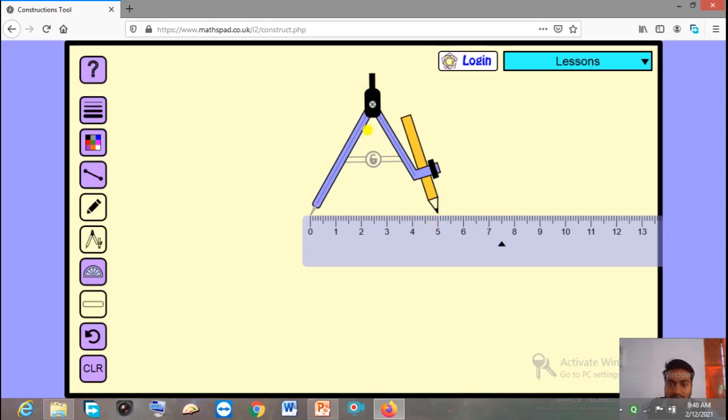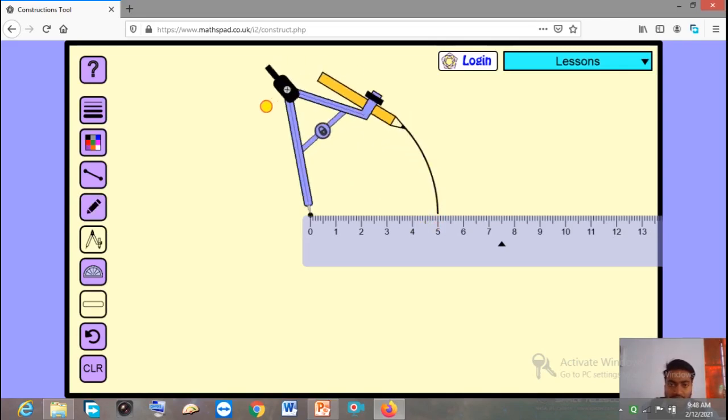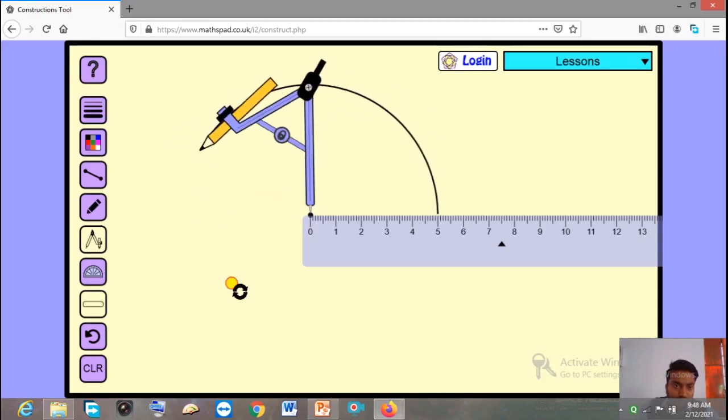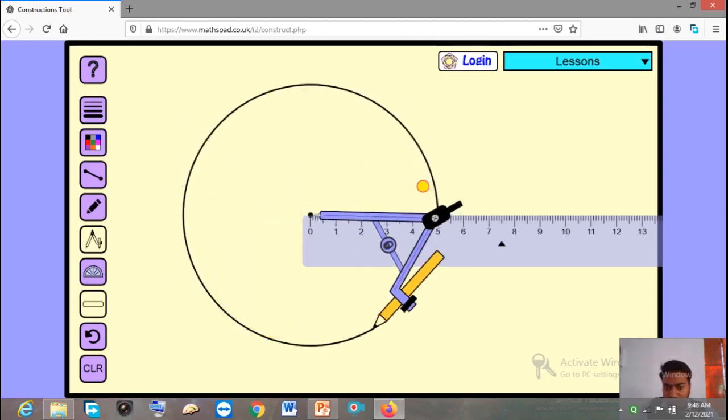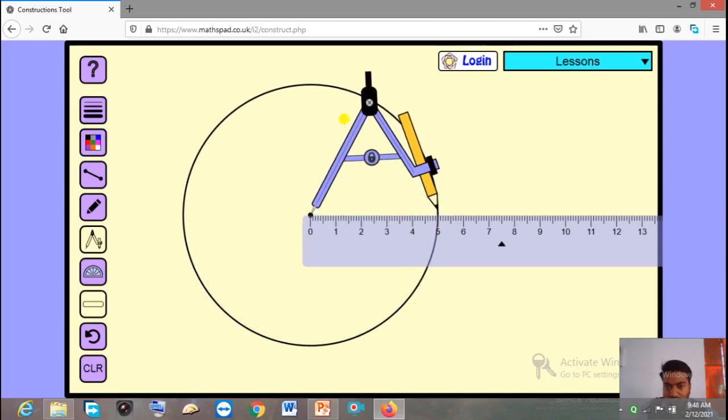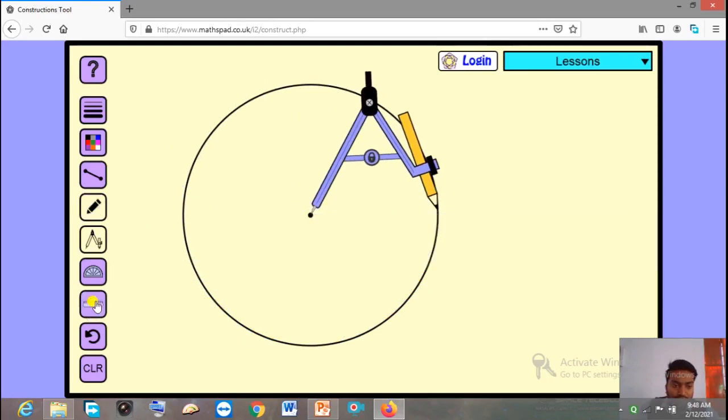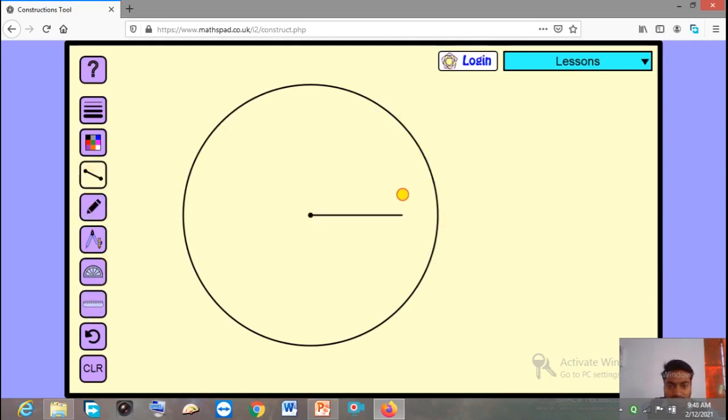Now you can see the pencil point. We have to hold this hinge and move around like this. Now you can see the circle, and the radius is 5 centimeter. Understood? This is how we can draw the circle. Let me show you one more.